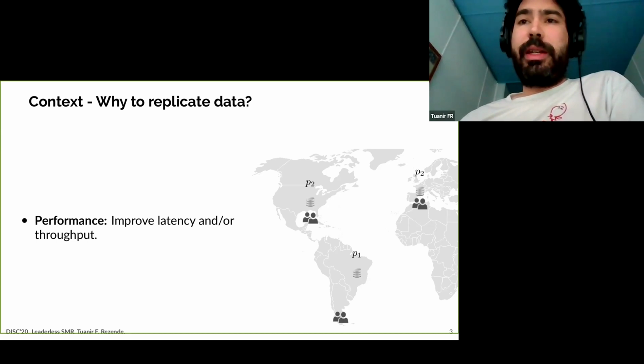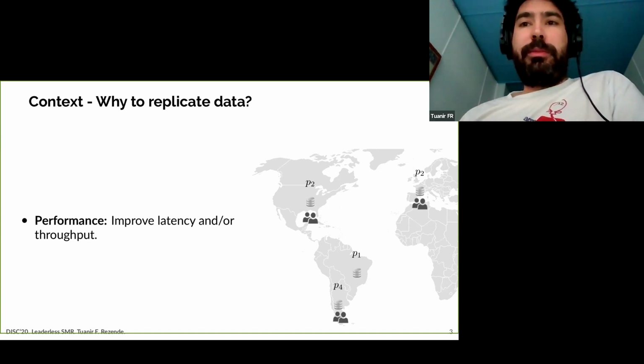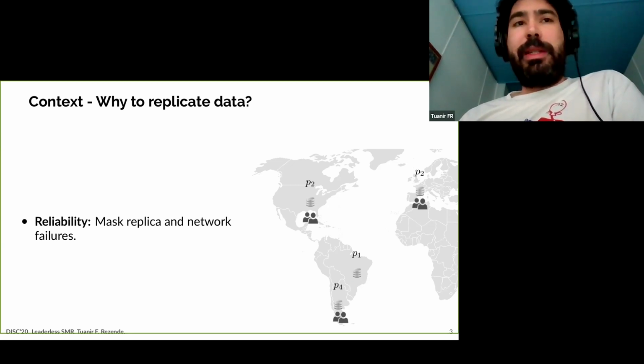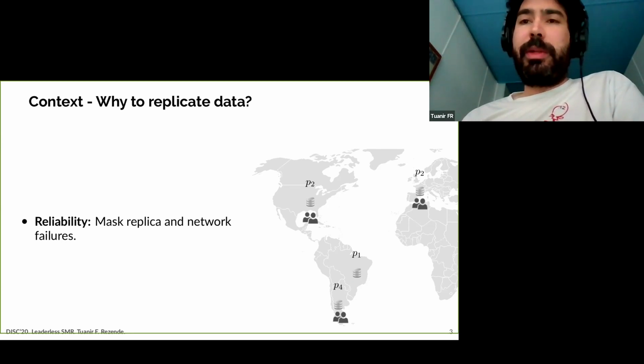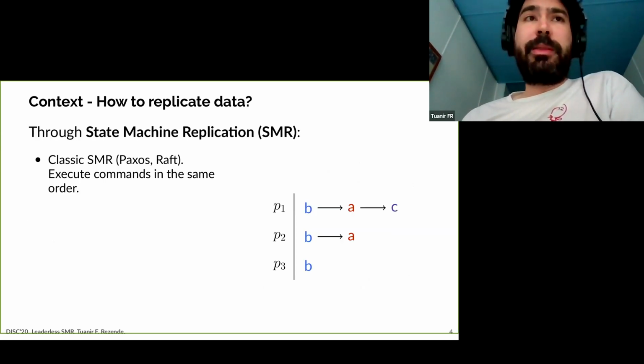So consider a client in South America, in the far south of South America, and he needs to communicate with the service, and it's far away because the replica is in Brazil. So what we can do with data replication, we just put a replica closer to him. And another reason is for reliability. So we want to mask replica and network failure. So in the same scenario, consider that replica P4 fails. So this command can be relayed to another replica, P1 in this case.